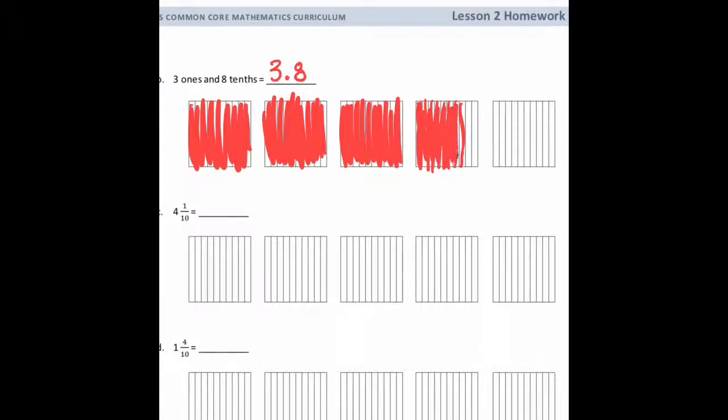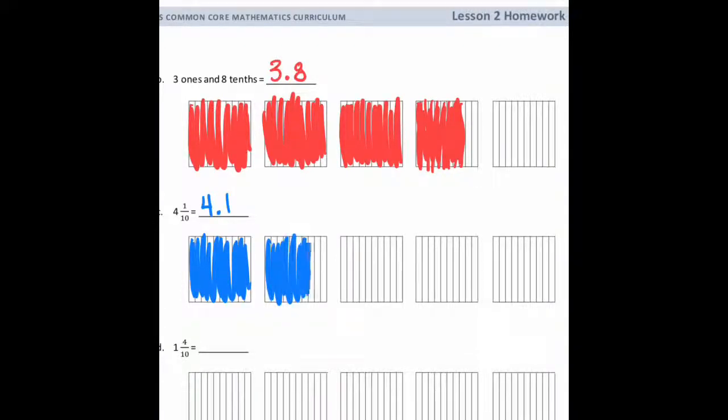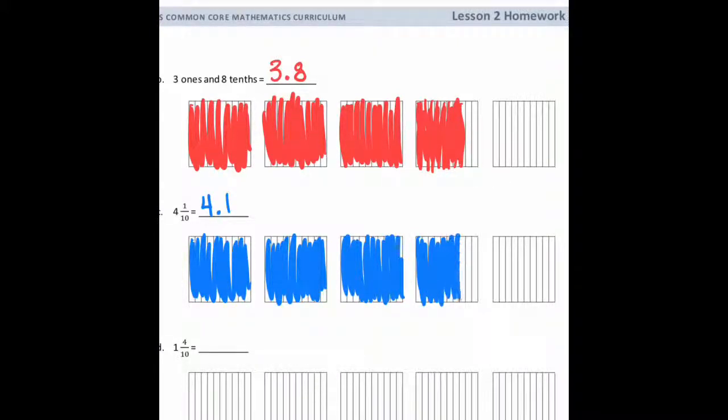Okay, the next one we have is 4 1/10, so in decimal form that'd be written as 4.1. Which means I'm going to color in 4 wholes. 1, 2, 3, and 4. And then I'm going to color in 1/10 of the next one. So there's my 4 wholes and my 1/10.